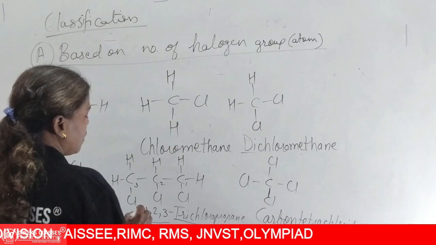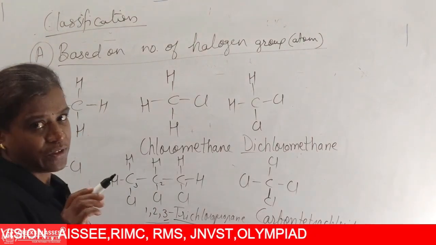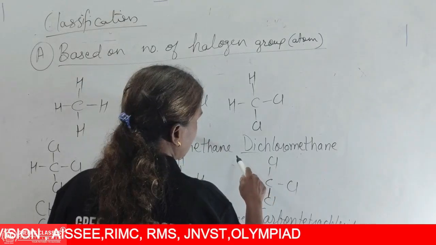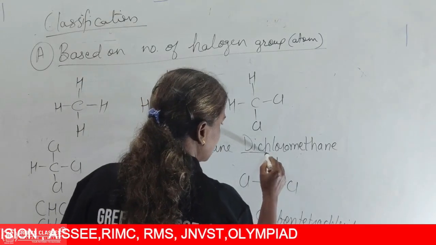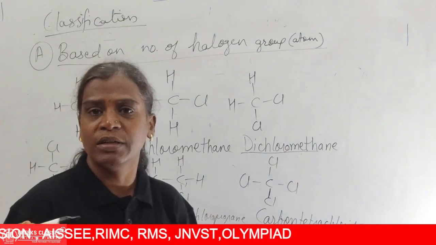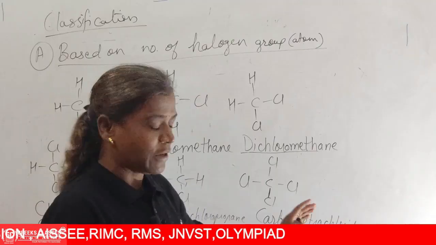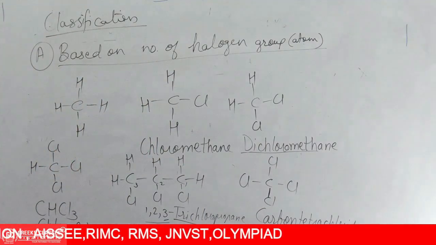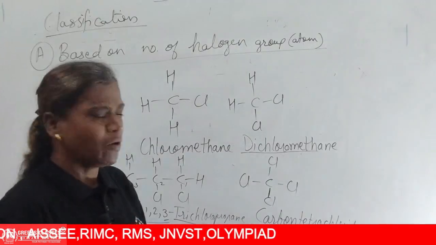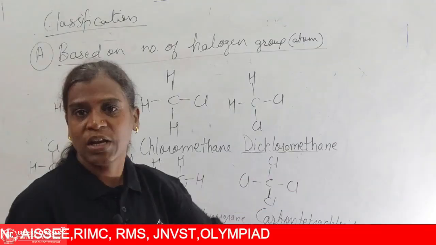If there are 3 chlorines attached to the same carbon, for example, chloroform CHCl3. Over here we can see that the number and alphabet are separated by a hyphen, and if alphabet is followed by alphabet only, it is written continuously with no space, no capital letter, no hyphen. These are some points which need to be understood while naming an organic compound, but right now we are focusing on classification based on number of halogen atoms.